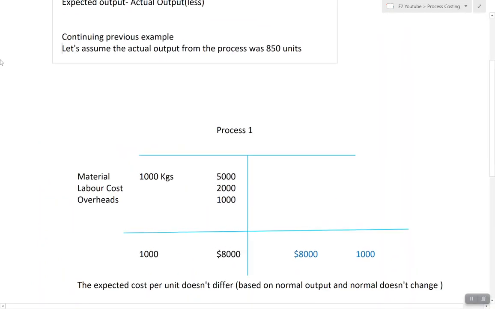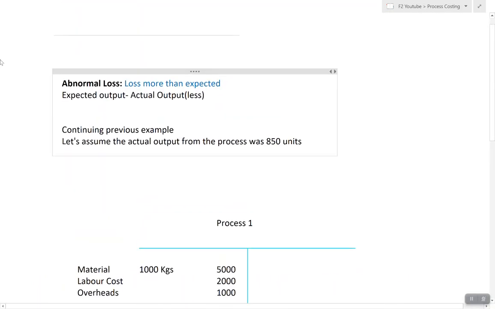Next, we have abnormal loss. So normal loss is loss that we expect. In the production process, it doesn't always happen exactly as we expected. Sometimes output is more or loss is less. Sometimes output is less or loss is more. So abnormal loss specifically is a situation where we have more loss than we expected.